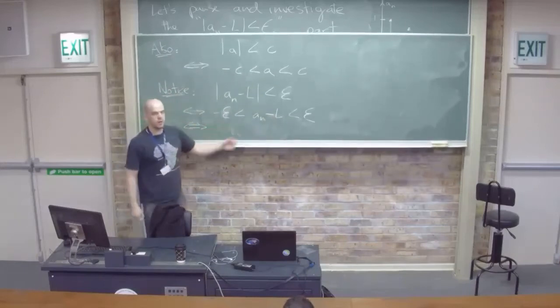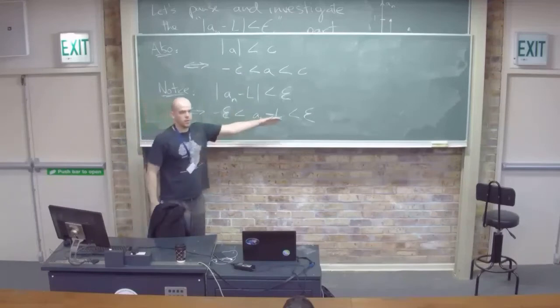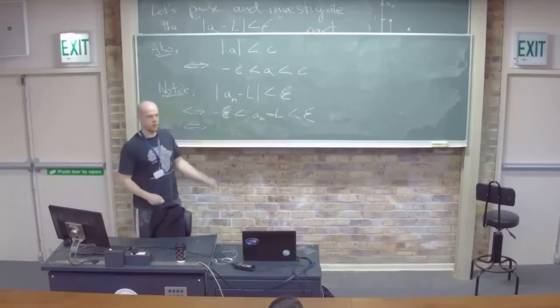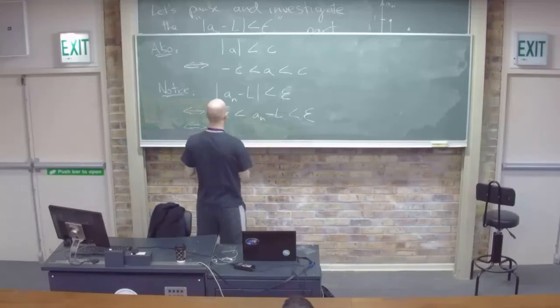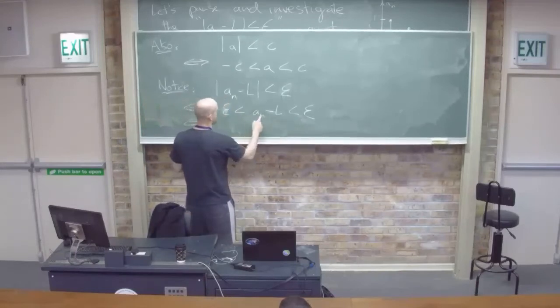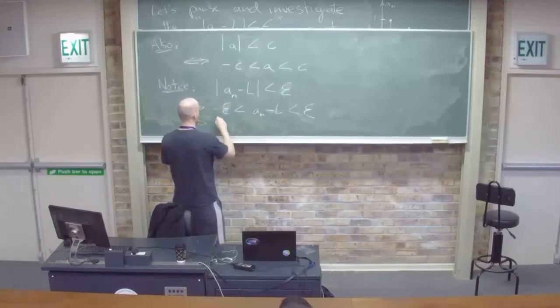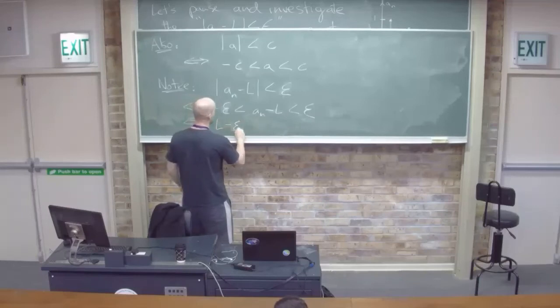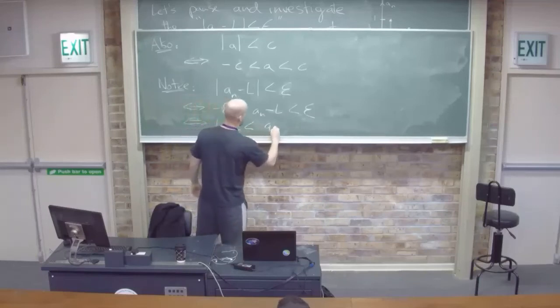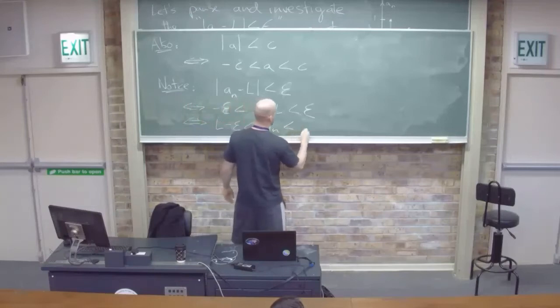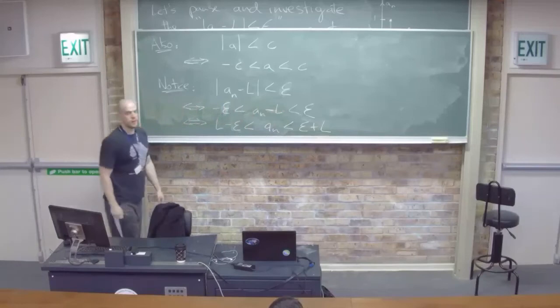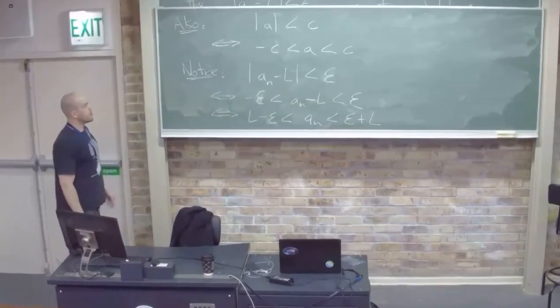Remember, with any inequality, I can always just add a real number throughout, as long as I add it to all the parts of the inequality. So I can just add L everywhere, because I want to just learn about a_n. And so what I find out is that L - epsilon < a_n < epsilon + L. Okay? All right?